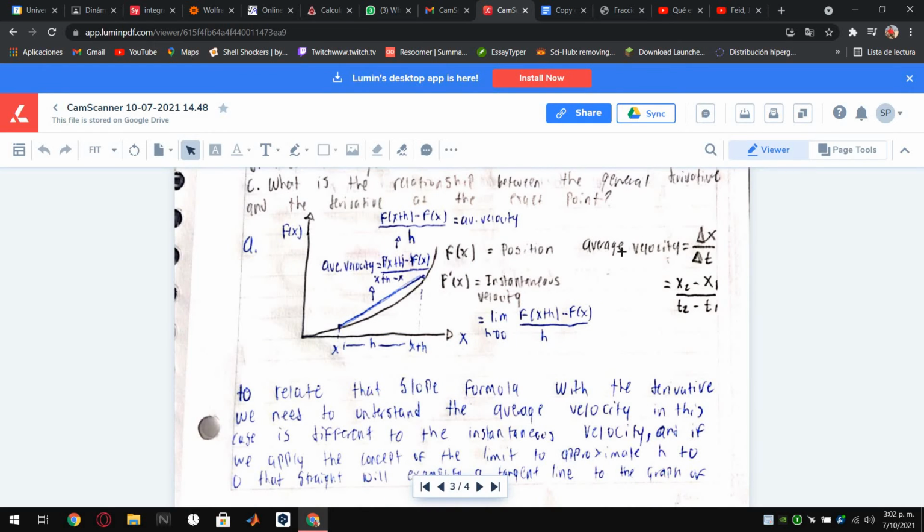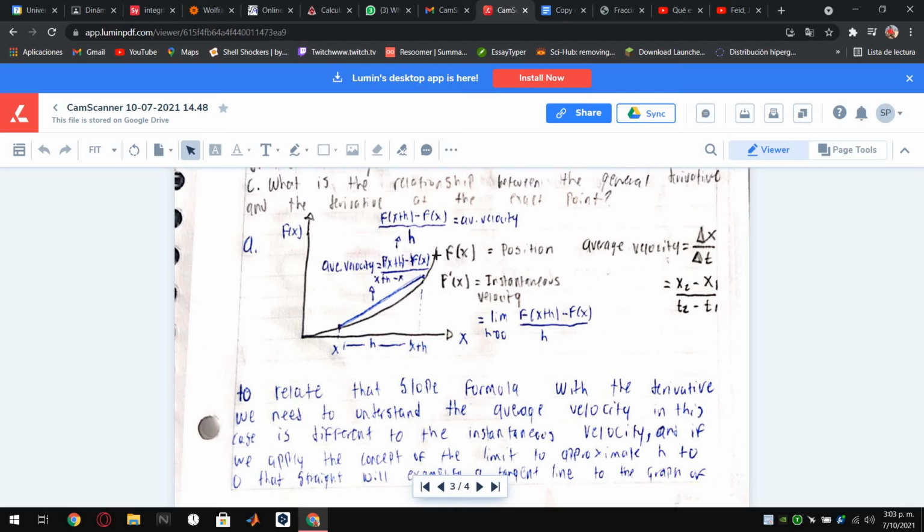We also define the average velocity of a particle. We can see it as a particle. It's always going to be the change in its position over the change in time, and that is the average velocity. We can see it the slope way: x2 minus x1 over t2 minus t1.